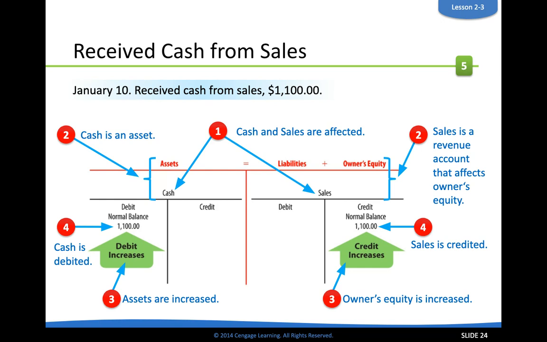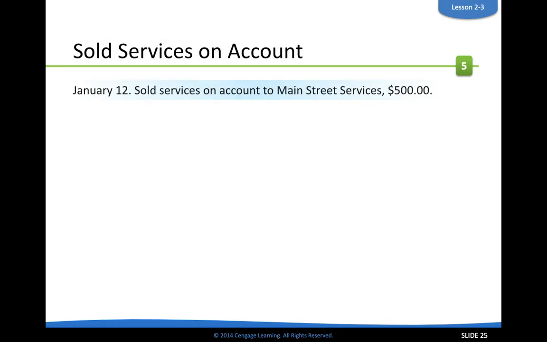All right, that's revenue. However, you don't always need to actually get the cash in order for it to count as revenue. You can count it as revenue when the sale happens, whether you get the cash or not. So this one, you sold services on account to Main Street Services. You performed a service for them. They now owe you $500 is basically it, but you're going to count that as revenue.